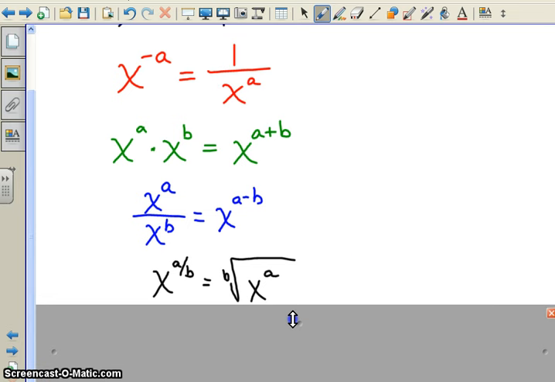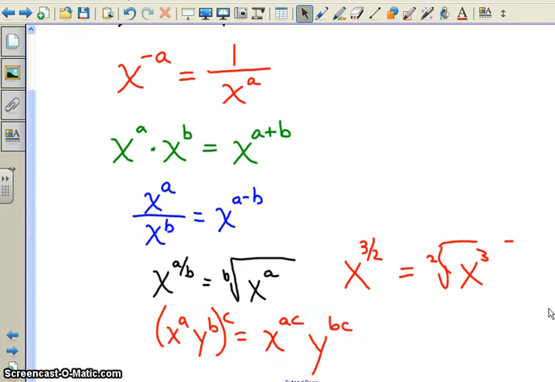So for example, if I've got x to the 2/3 power, that means I'm taking the third root of x to the positive 2. Whereas if I switch this around and go x to the 3/2, now I'm taking the square root of x to the 3rd power. And the last law is kind of our shortcut law. If I've got exponents raised to another exponent, I have to multiply them.